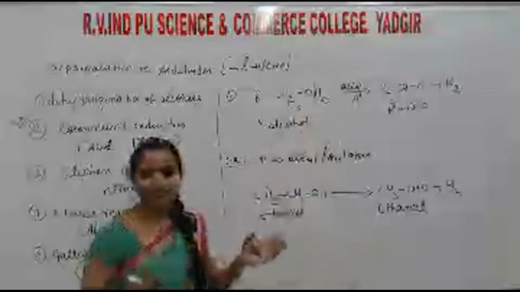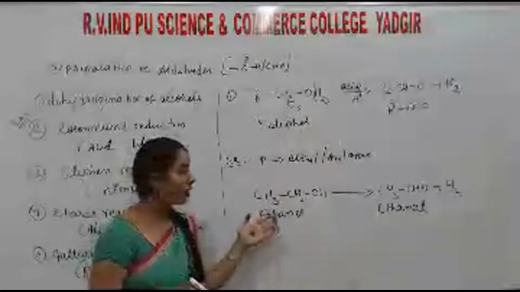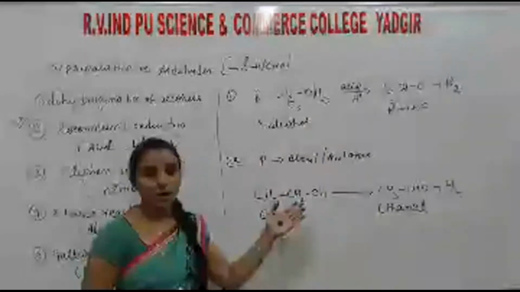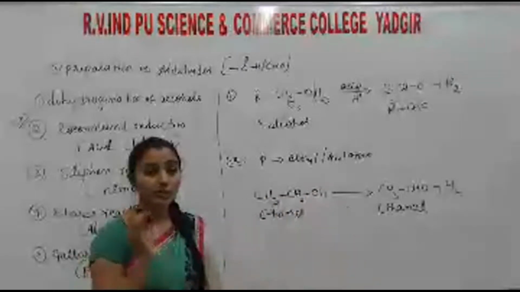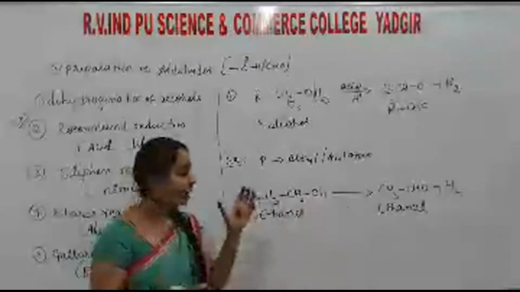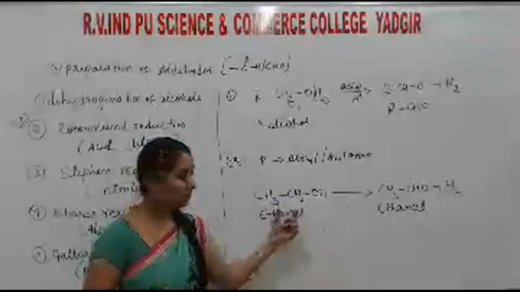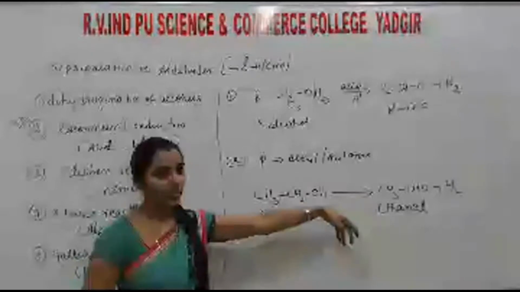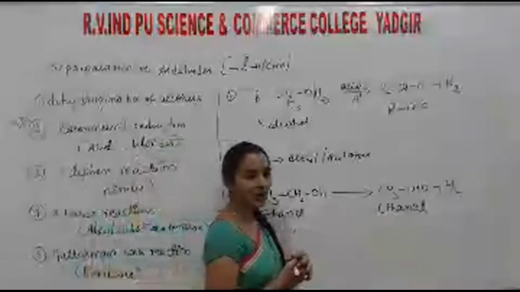They won't ask directly. They may ask: if a tertiary alcohol undergoes dehydrogenation, what is the product formed? Then you need to know how to write it, what the product is, how to write the mechanism, and which category it belongs to. Understand?